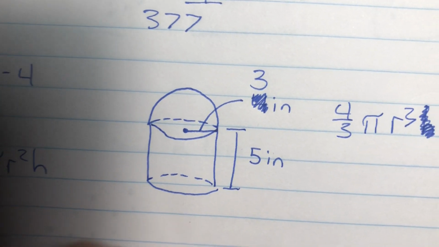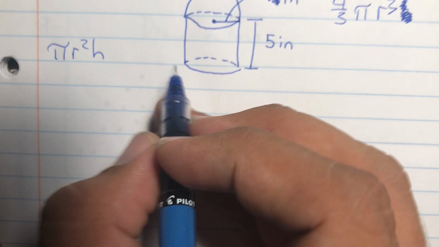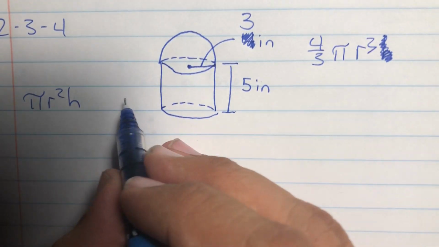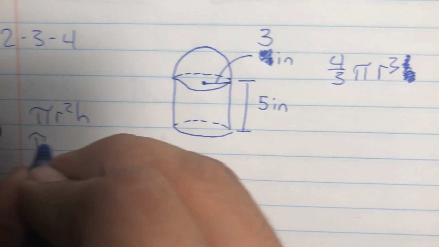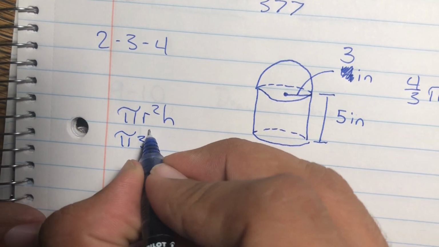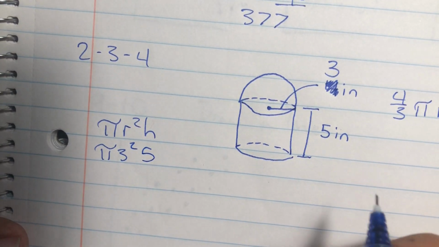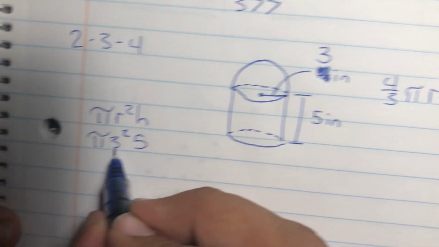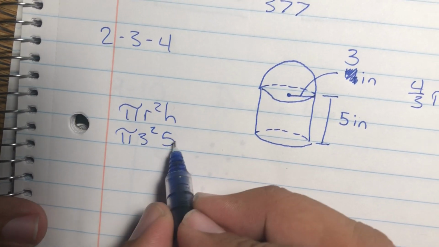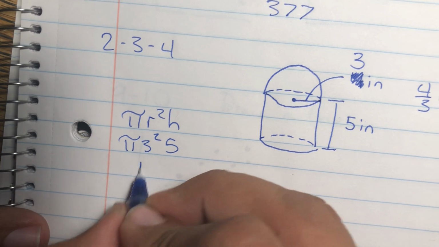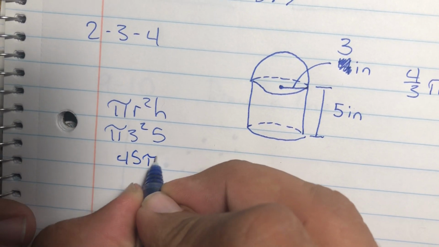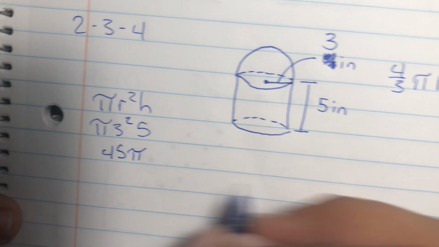Now, down here, the formula for the cylinder is pi r squared times height. So we have to find the radius, which is 3. So pi times 3 squared times the height, which is 5. 3 squared is 9. 9 times 5 is 45. So this is going to be 45 times pi. And I'll do that later on.